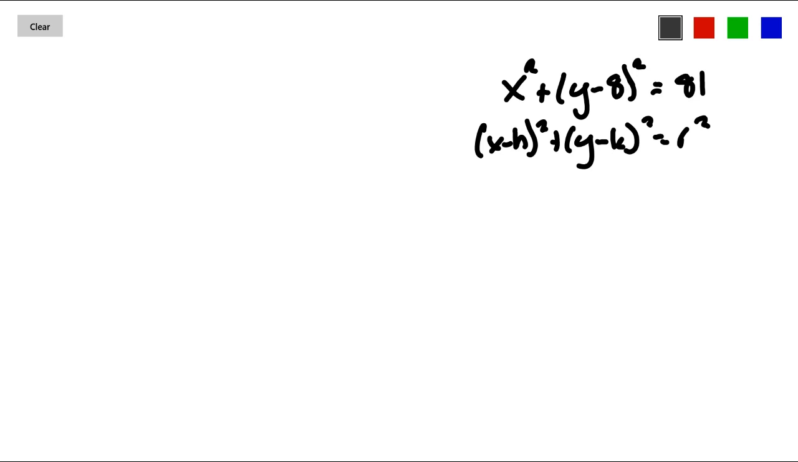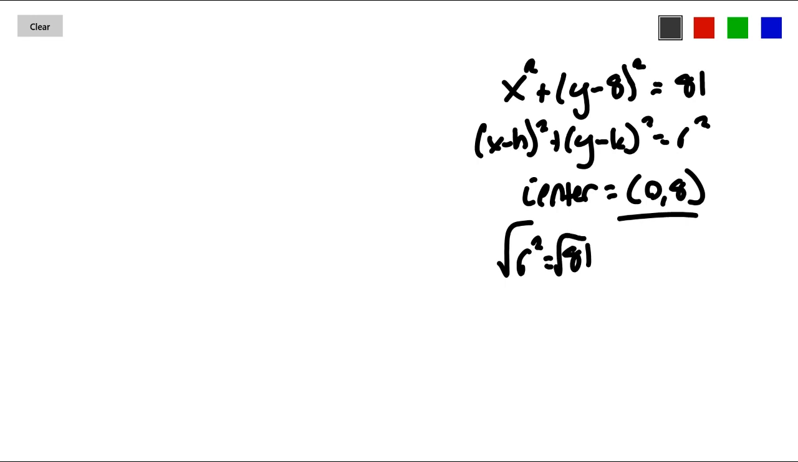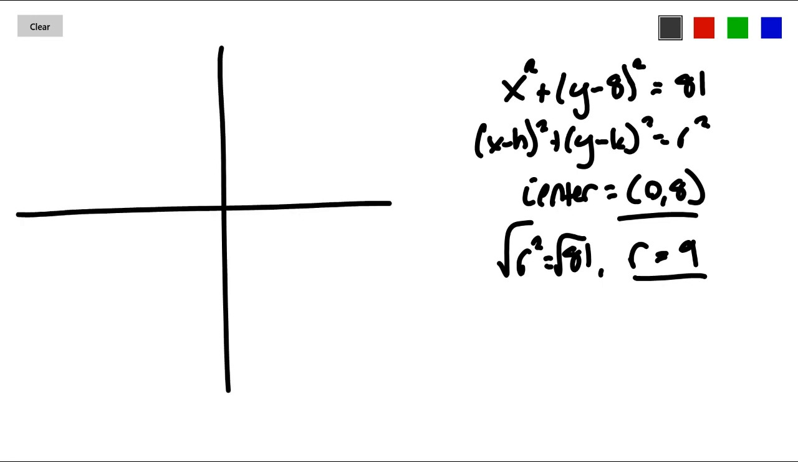And since there's no h in the first part, there's no h that goes with this x squared here, I know that the x coordinate of the origin or the center is 0. So I know that my center point is equal to 0, 8. And as for the radius, I see that r squared is equal to 81. So if I take the square root of both sides, I see that my radius is 9. So now I have everything that I need to sketch the circle out.